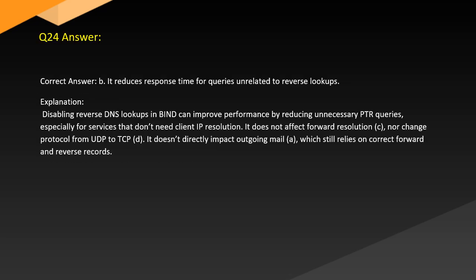Correct answer: B. It reduces response time for queries unrelated to reverse lookups. Explanation: Disabling reverse DNS lookups in BIND can improve performance by reducing unnecessary PTR queries, especially for services that don't need client IP resolution. It does not affect forward resolution. C. Nor change protocol from UDP to TCP. D. It doesn't directly impact outgoing mail. A. Which still relies on forward and reverse records.